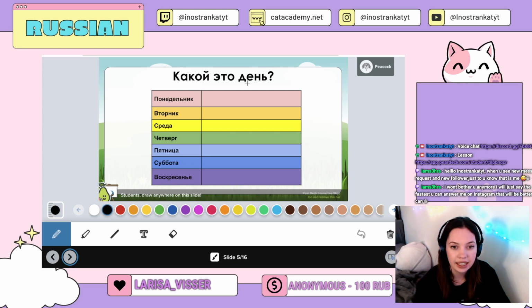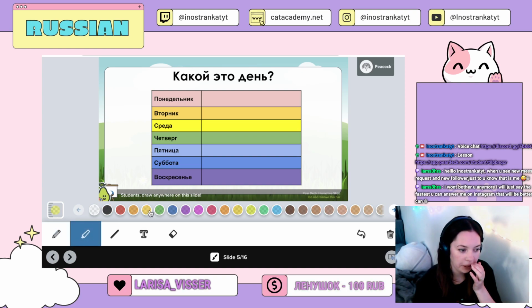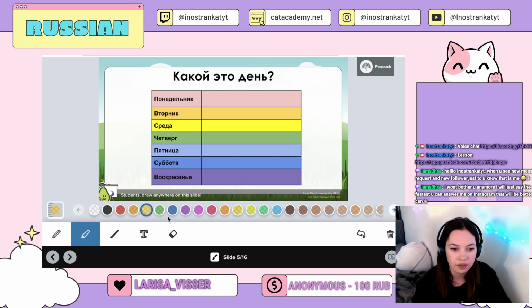Какой это день? Какой, какая, какое means which. And remember that the ending depends on the noun. So we have день, which ends with a consonant and мягкий знак, so it is masculine gender, and that's why we have the ending ой. Какой это день? So which day is it?